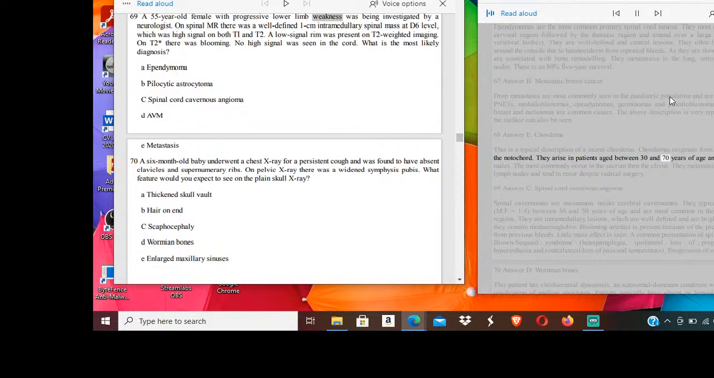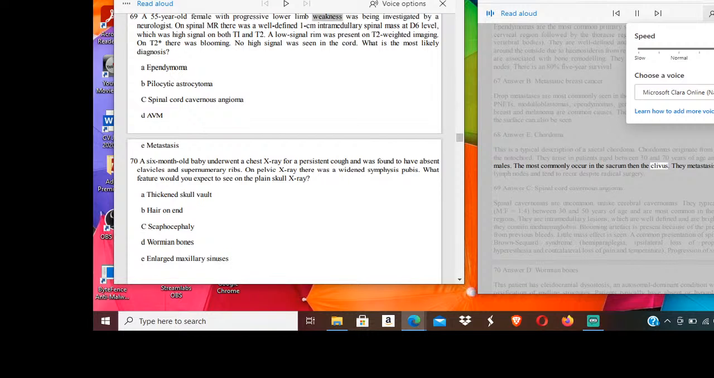Patients are aged between 30 and 70 years and they are more common in males. They most commonly occur in the sacrum, then the clivus. They metastasize to the liver, lung, and lymph nodes and tend to recur despite radical surgery.